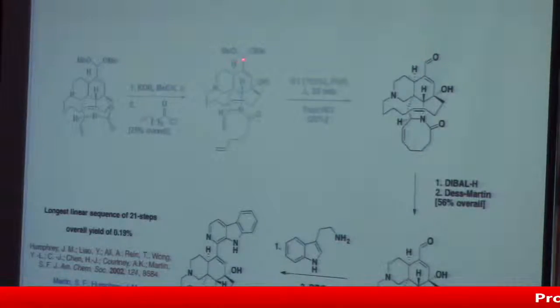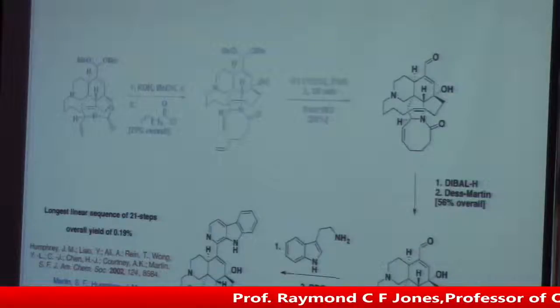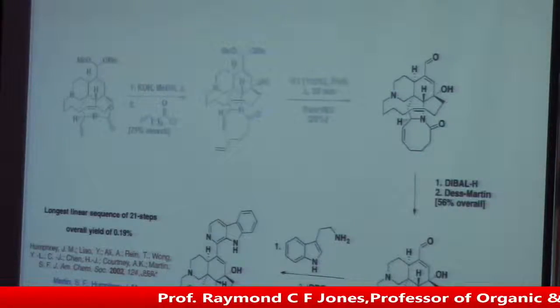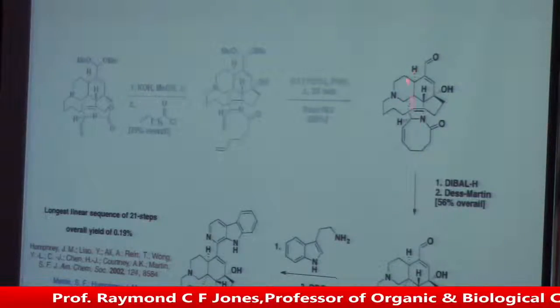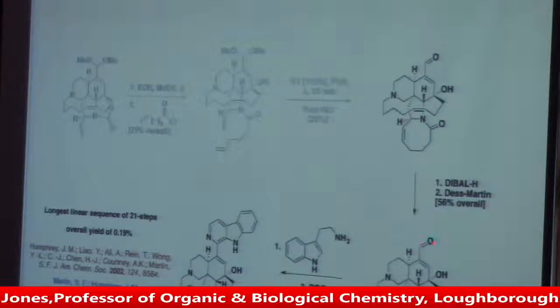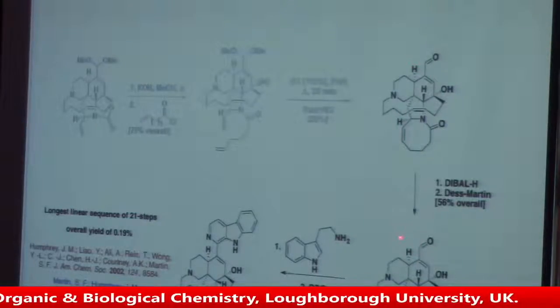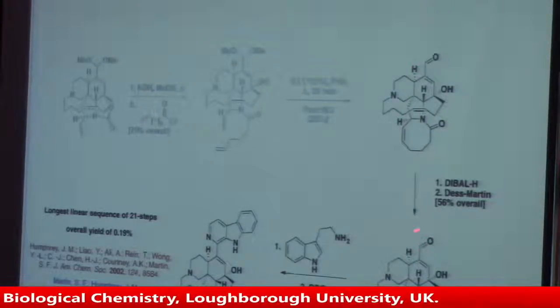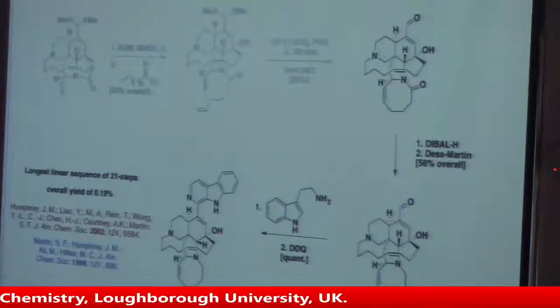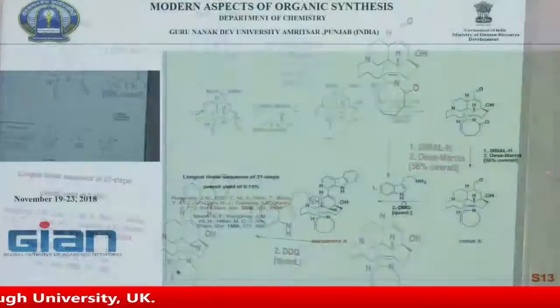You might argue that it would have been better to keep the protection for another step. But I guess they tried that and found that it worked just as well this way round, because the aldehyde's reduced again to the primary alcohol and then is oxidized back to the aldehyde.